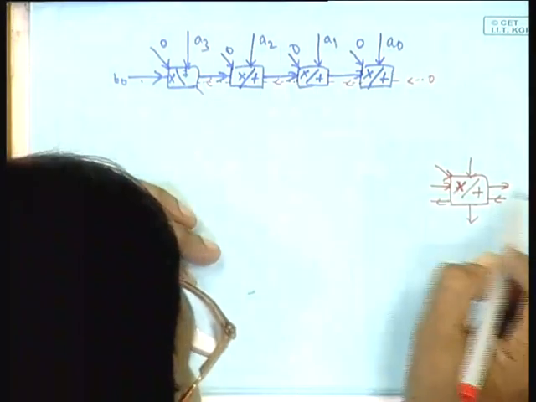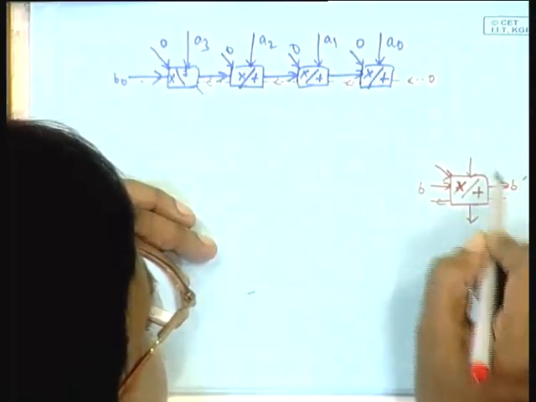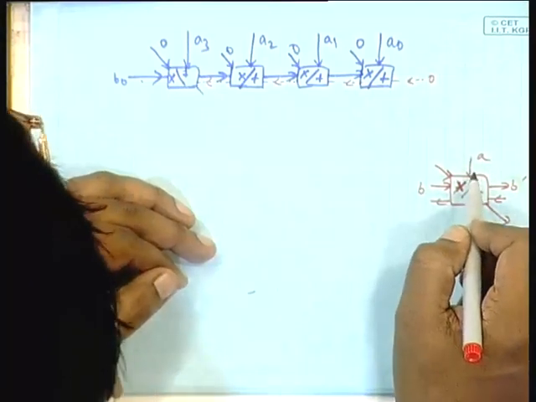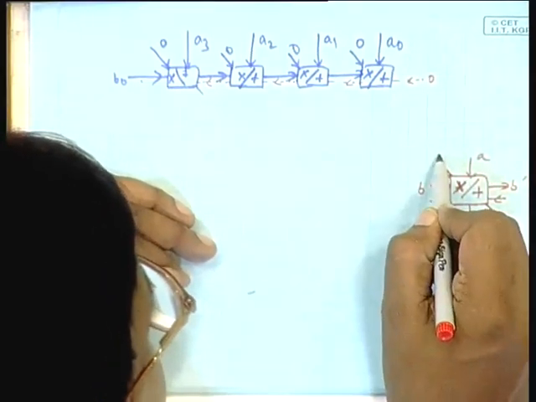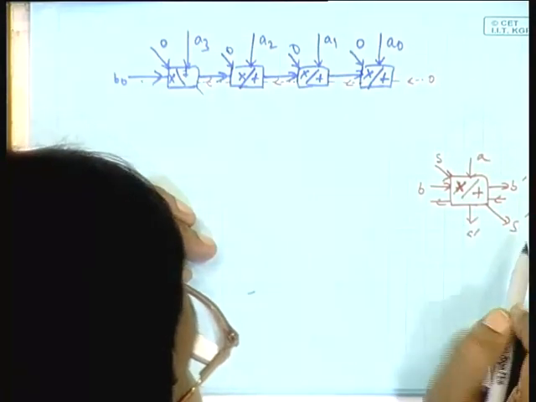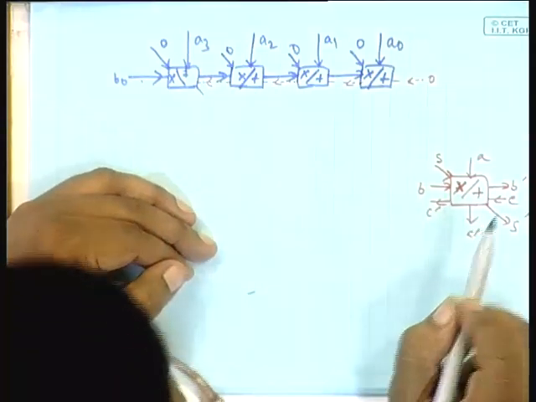You give some names, say B, B prime, A prime. The result names that have come are S prime, S, and C prime. C is called the carry input.